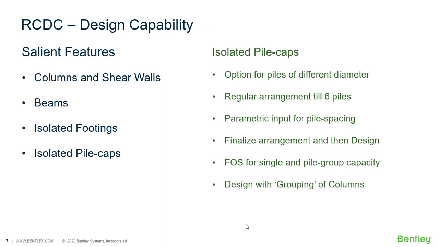It can handle isolated pile caps in a way up to 6 piles. So if you have a regular arrangement up to 6 piles concentric to the column, then it can handle a design. In fact, you can create options with multiple pile diameters. So you might want to try out 3 or 4 different pile diameters. You can give that as input and RCDC will provide you different arrangements which you can finalize and then complete the design. It can handle factor of safety for a single pile or a pile group. And as in footings, it can design the pile caps for a number of columns together.